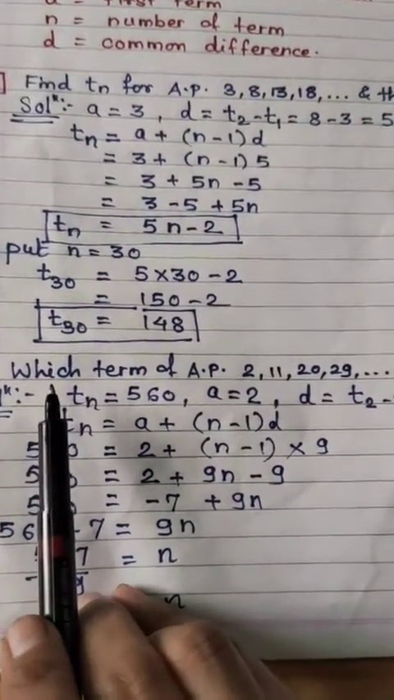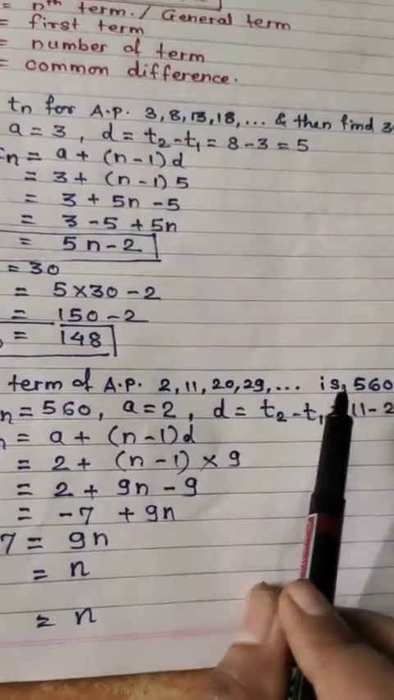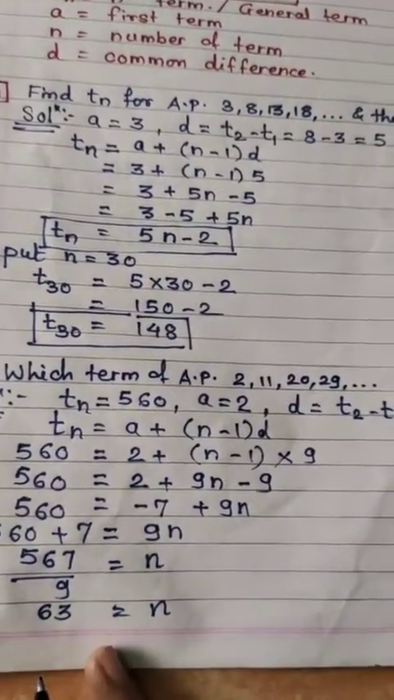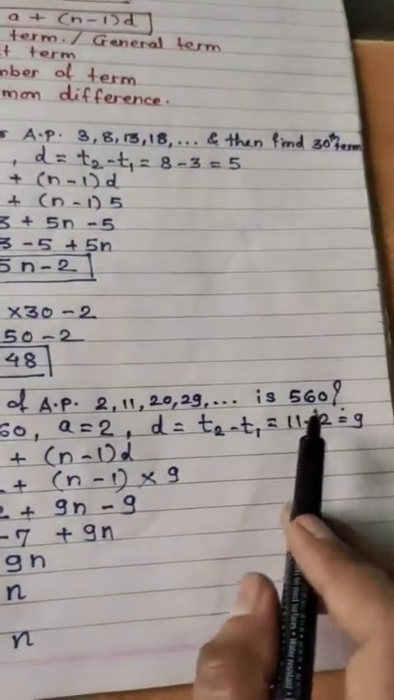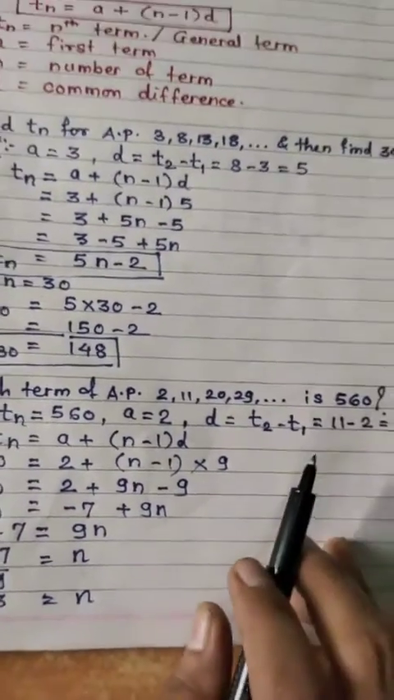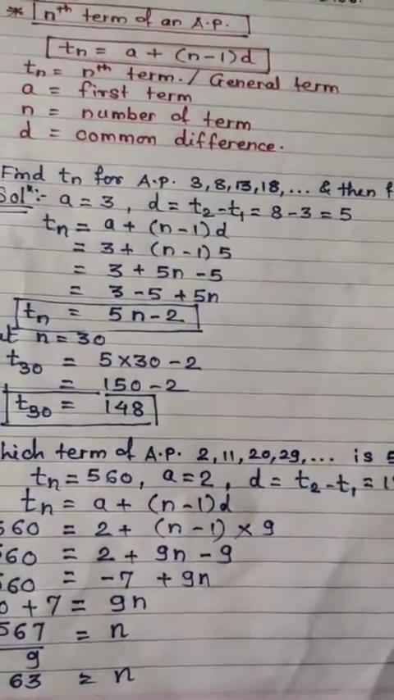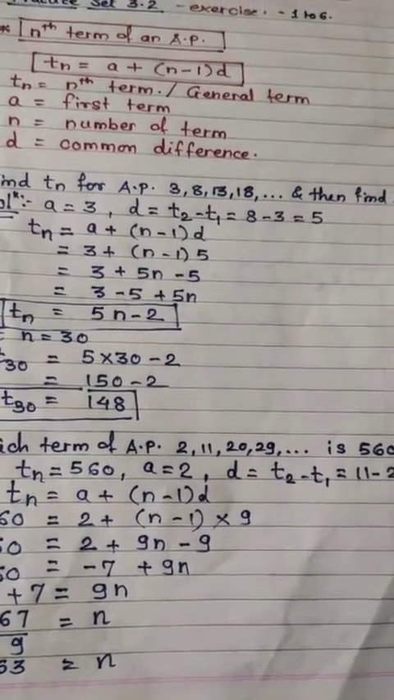So in the question, which term of the AP is 560? So you should write here: 63rd term of the AP is 560. In this way you have to write your answer. Now let's take the next example.